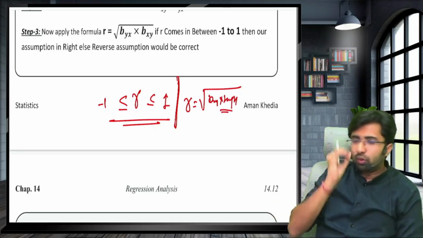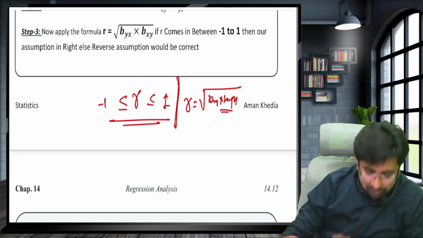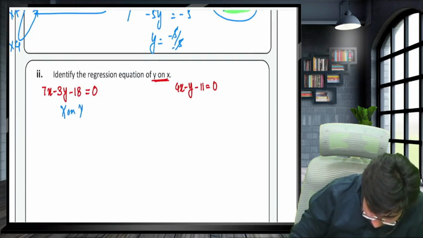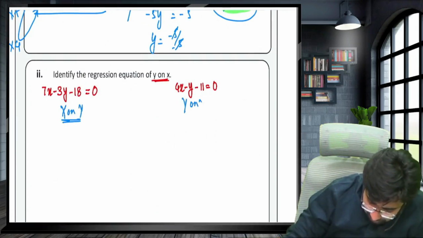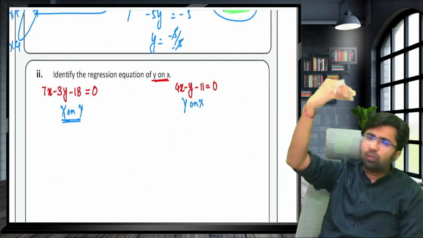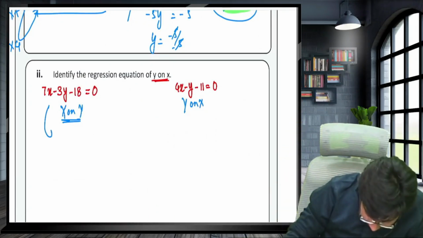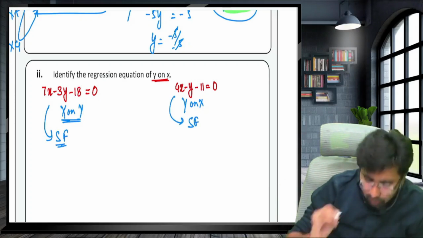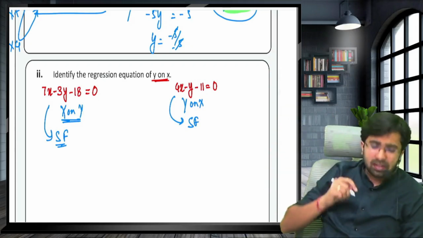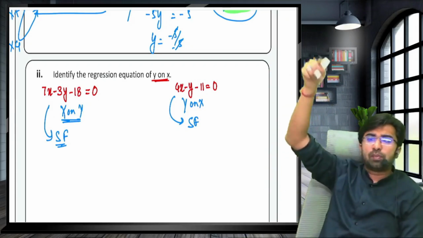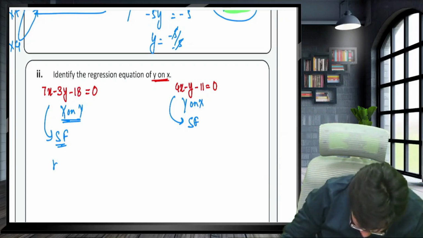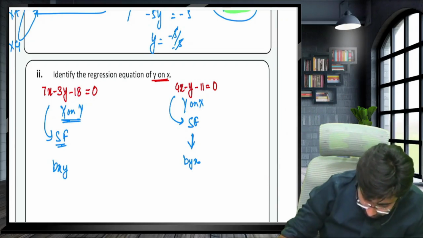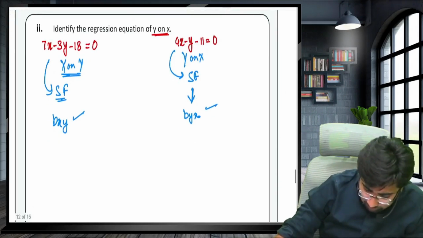Guys, now see, we will use this relation. We will use the hit and trial method. I will assume this as x on y, and I will assume this as y on x. Let us assume, you can assume whatever you want. We will write this in the standard format of x on y, and we will write this in the standard format of y on x. That is, y is equal to a plus bx, and x is equal to a plus by. From there we will get b x on y, and from here we will get b y on x.